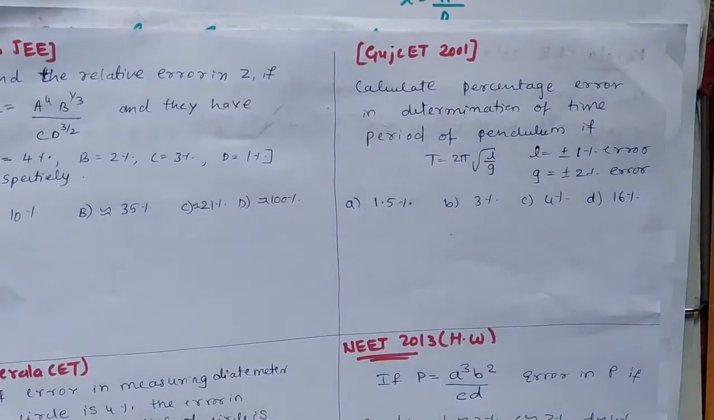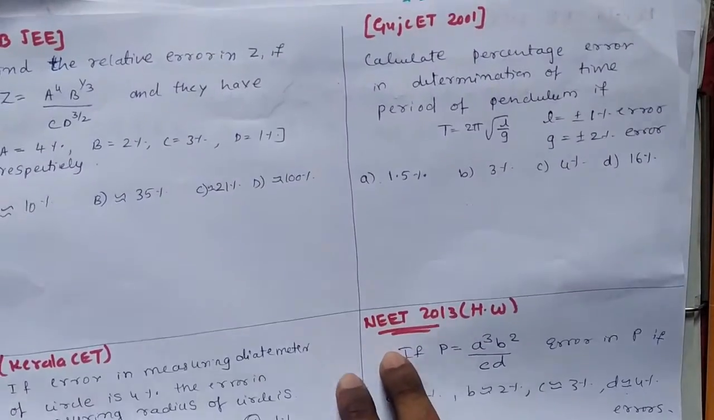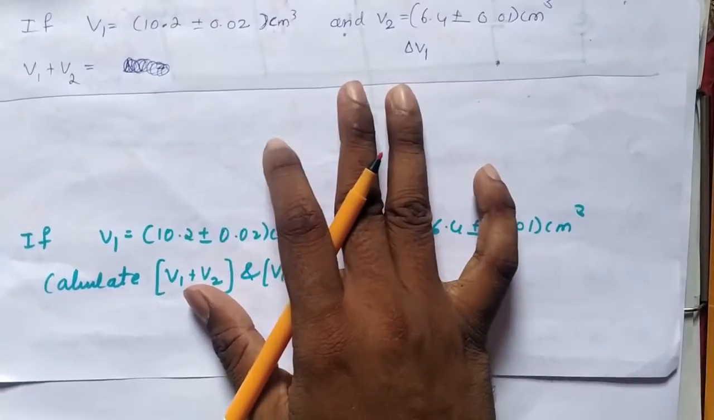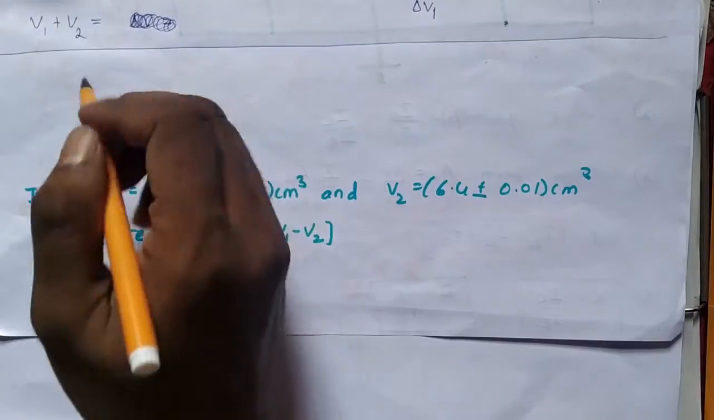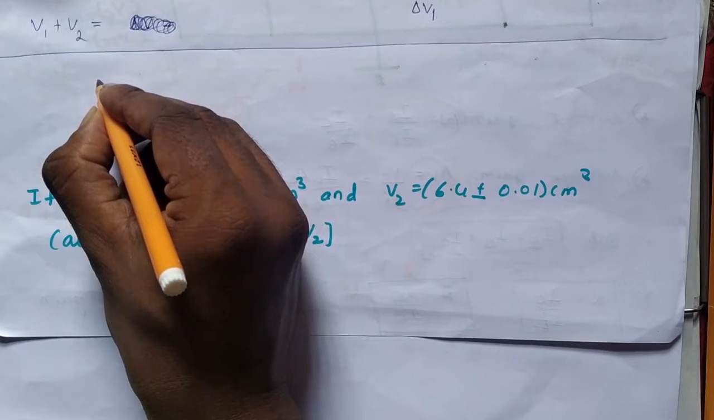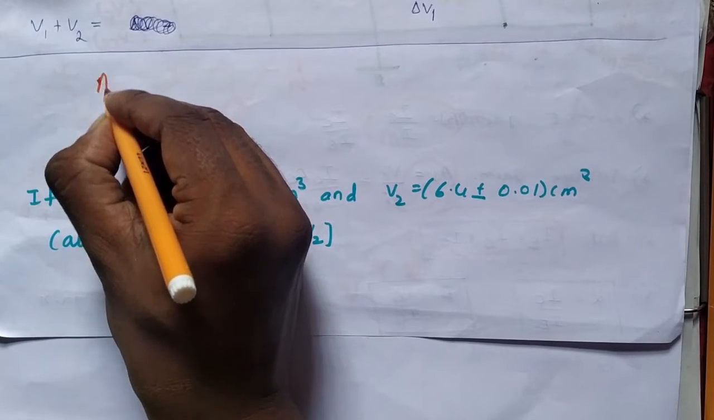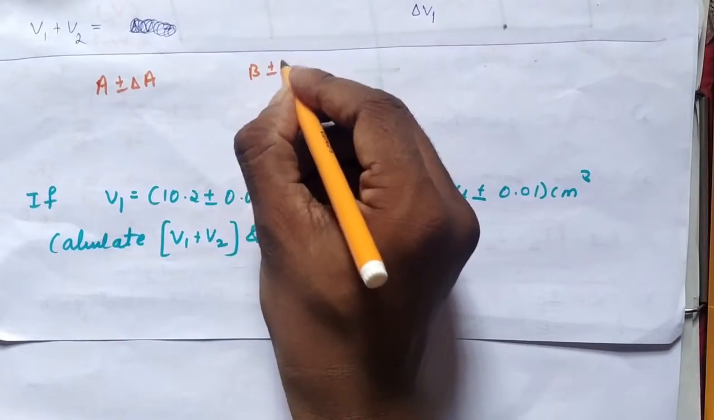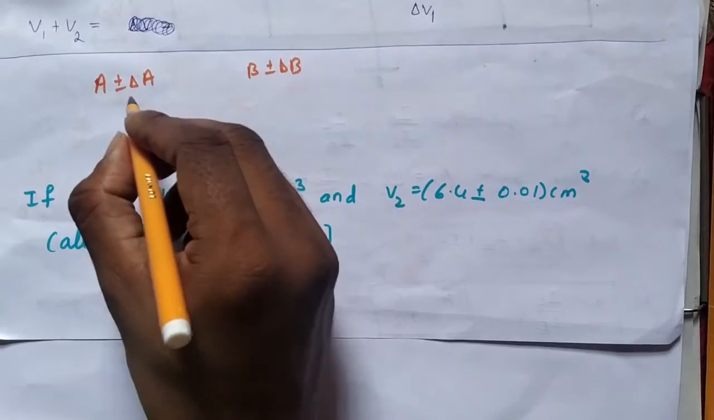Next, we are moving on to a few problems. Before that, we will move on to rules for error operations. Suppose I have two values. Let us assume a plus or minus delta a and b plus or minus delta b. I am having two values.